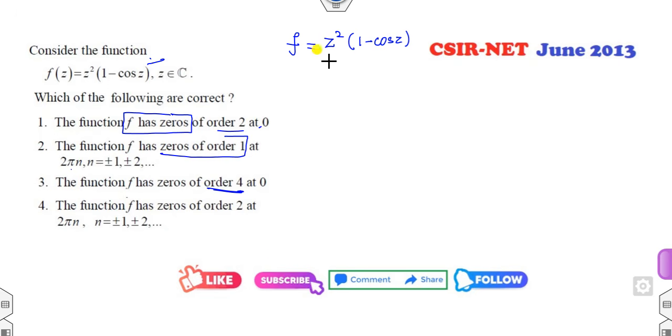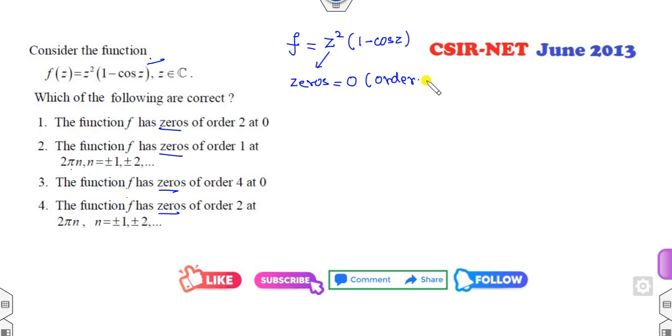The second method is, you can look at the function itself. They are talking about the zeros. This function z square, what are its zeros? It is 0, and the order is 2. Fine. Can you find the zeros of 1 minus cos z? That means cos z will be 1. So what is the value of z over the complex plane? Either 0, or 2 pi.